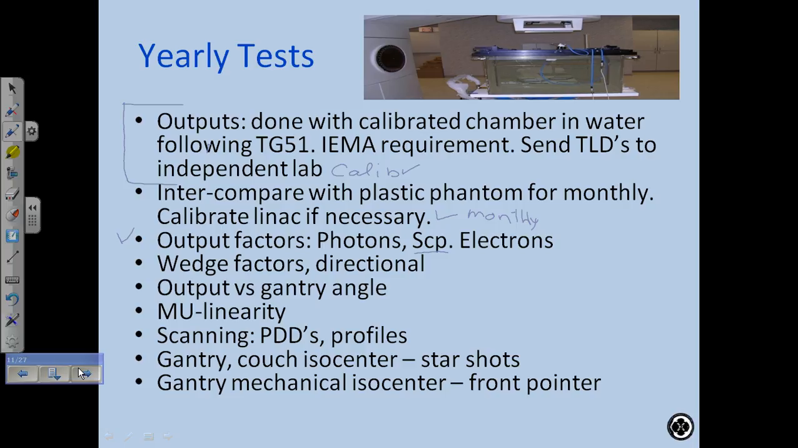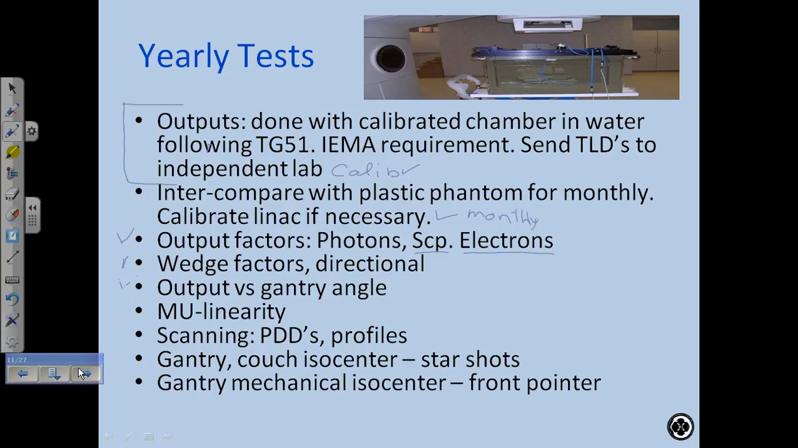Okay. Electron output factors. Again, the output factors depend on the flattening, the scattering foil, and they also depend on your cone. So if your cone is crooked or not aligned properly, your output factors will change. Wedge factors, those don't change much either. Okay, and they're directional, so you want to change directions and check them out. Output versus gantry angle could possibly change if your gantry integrity is not so good, you know, if it's not rotating around an axis.